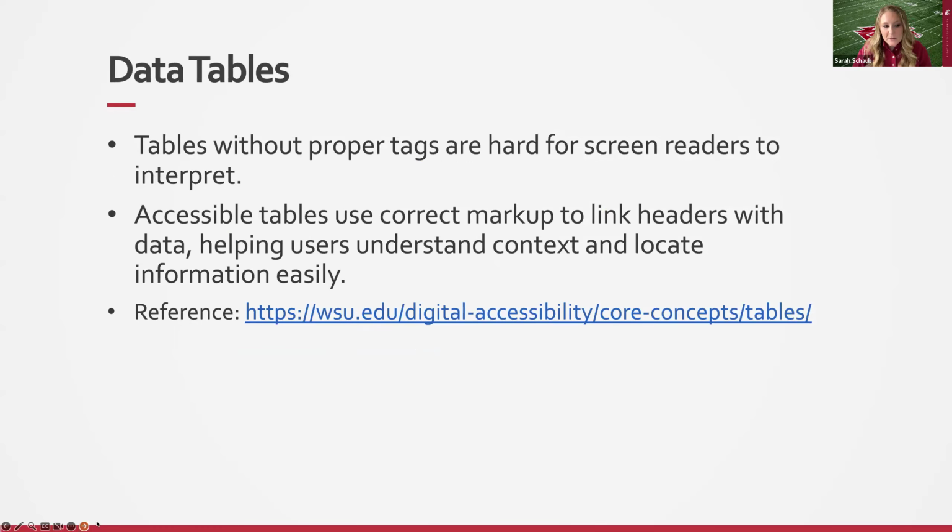Data tables is another important aspect of making your documents accessible. This is often one of those things that causes a significant barrier if it's not properly tagged and set up within your document. Tables without proper tags are hard for screen readers to interpret. Accessible tables use correct markup to link headers with data, which helps users understand the context and locate information easily.